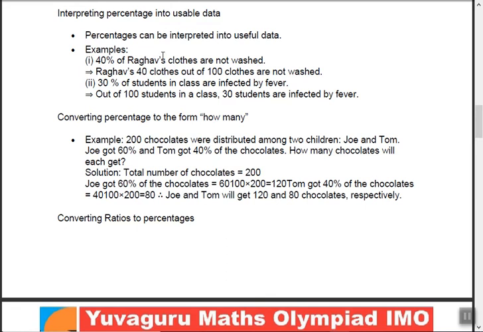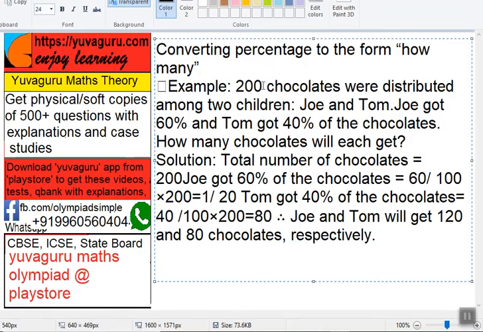So now we come to the meaning of what is percentage, or what is this estimation, or how we do it in practical life. See here, percentage can be interpreted in useful data like 40% of Raghav's clothes are not washed. It means 40 clothes out of 100 clothes are not washed. 30% of the students are infected by a fever means 30 students out of 100 students are infected by a fever.